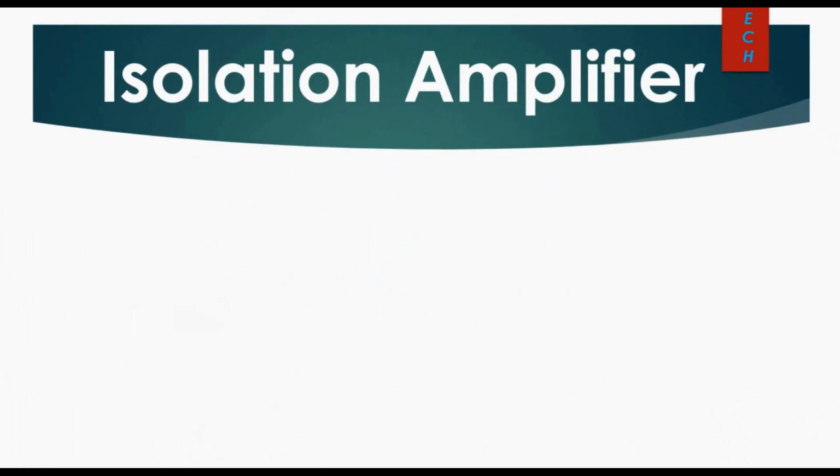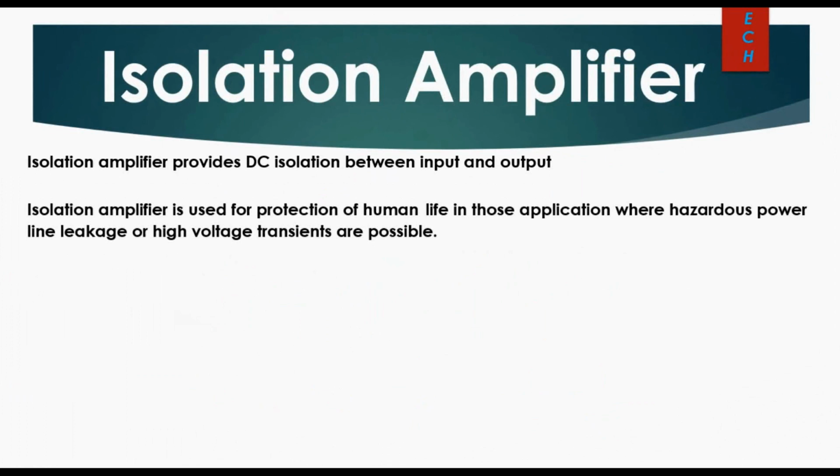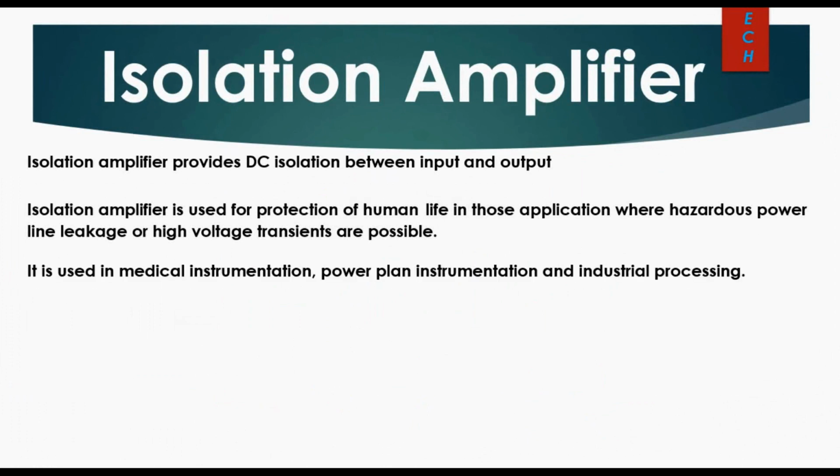So what is isolation amplifier? Let us understand first this. Isolation amplifiers provide DC isolation between input and output, right? Isolation amplifier is used for protection of human life in those applications where hazardous power line leakage or high voltage transients are possible. It is used in medical instrumentation, power plant instrumentation, and industrial processing. Right.